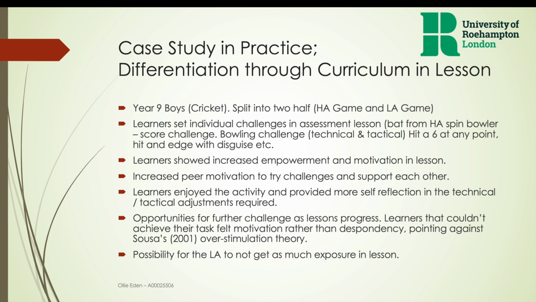So in terms of the Year 9 boys cricket, they were split into 2 halves. So there was a high ability and a low ability game going on. Learners were set individual challenges to bat from a spin bowler or to score a certain amount of runs. There were also technical challenges in there. So could they hit with disguise round the corner and be really clever and tactical with it?